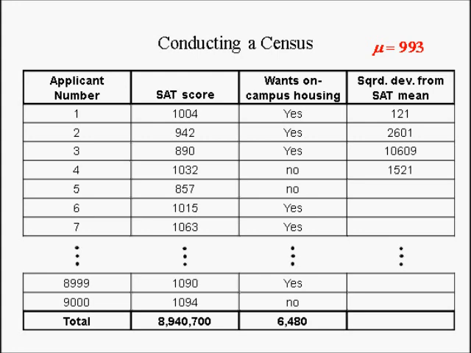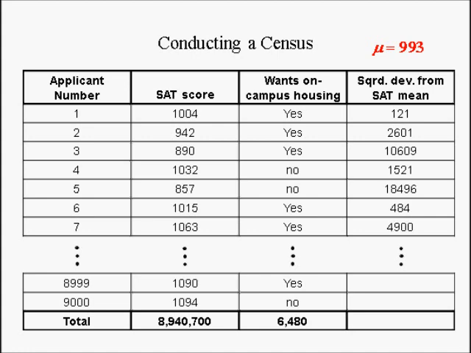The fifth squared deviation from the population mean is found by squaring the difference between a score of 857 and the population mean of 993, which is equal to 18,496. The sixth squared deviation from the mean is found by squaring the difference between a score of 1,015 and the population mean of 993, which is equal to 484.